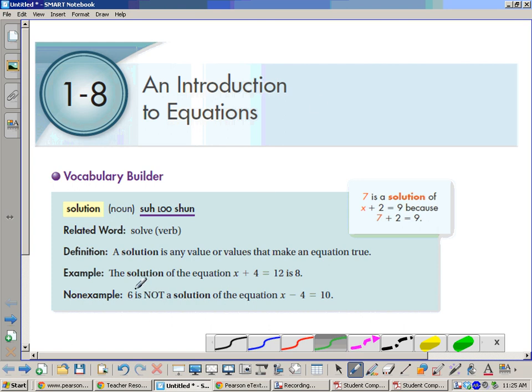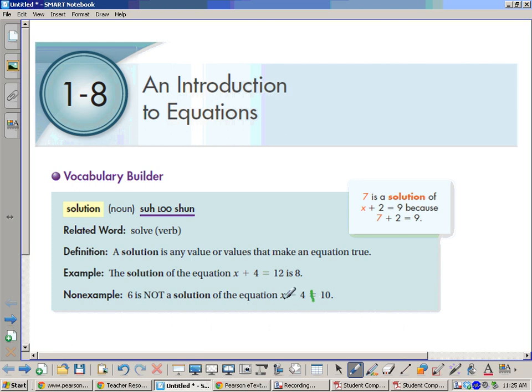So now 6 is not a solution for this equation because if we put 6 in, 6 minus 4 is not equal to 10. So this would not be true. That would be an example of something that's not a solution. So when you're looking for a solution, you're looking for what's going to make it true.